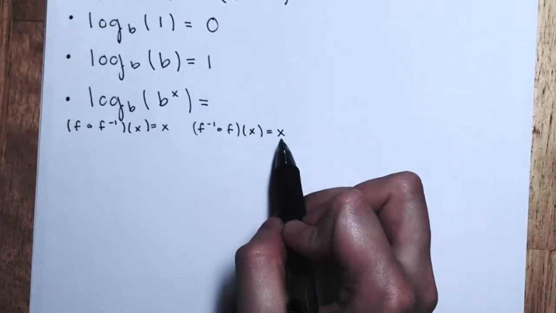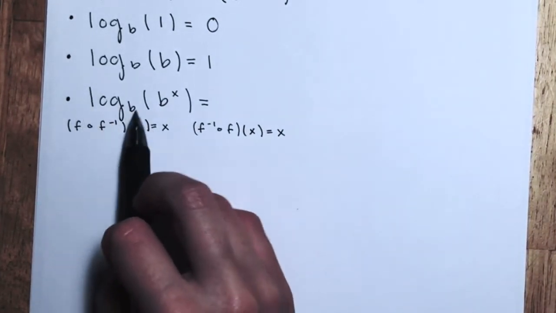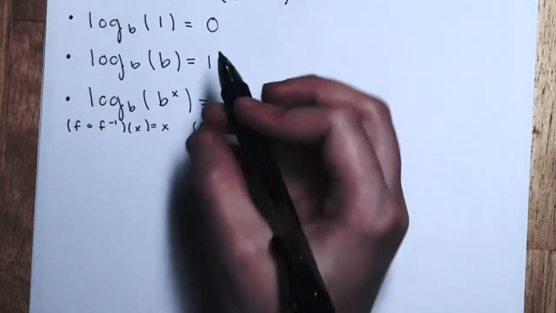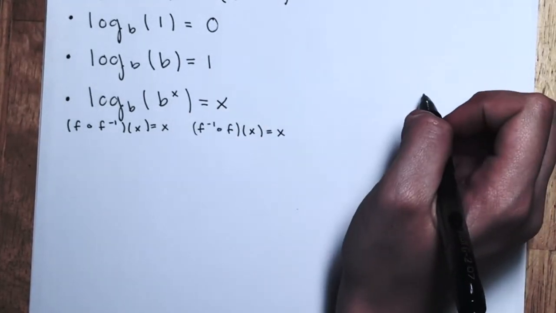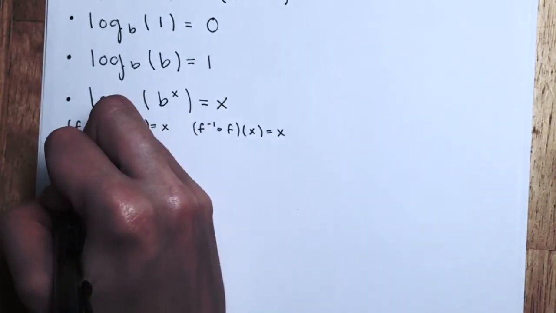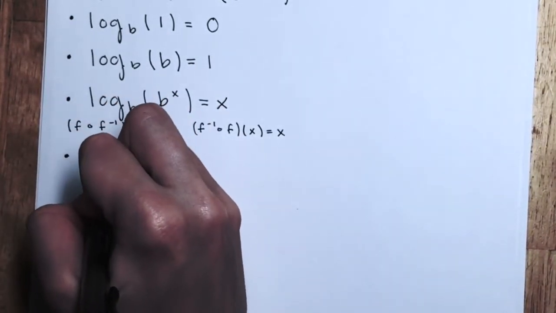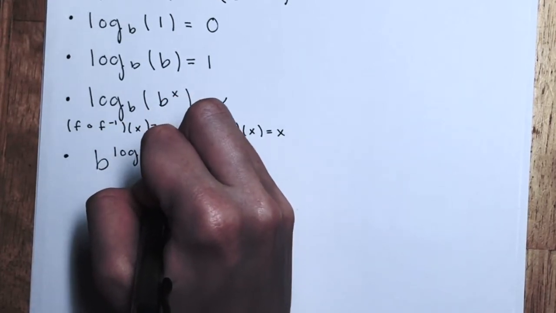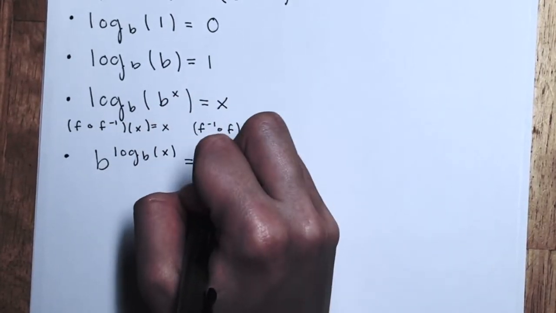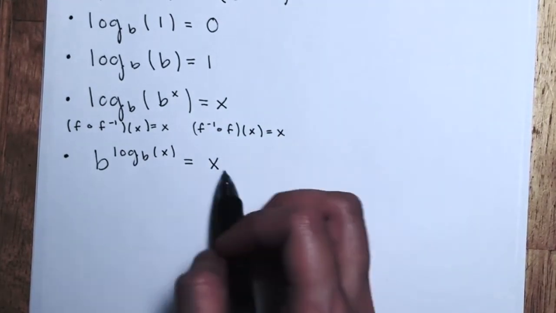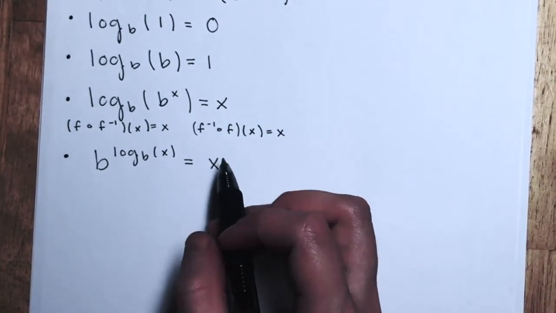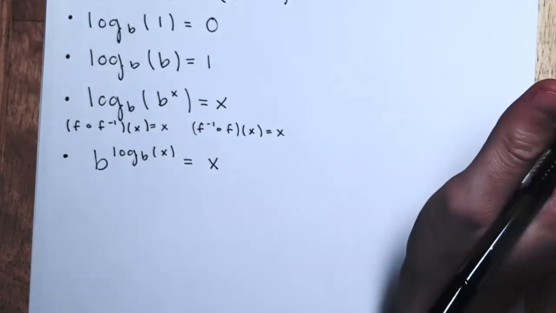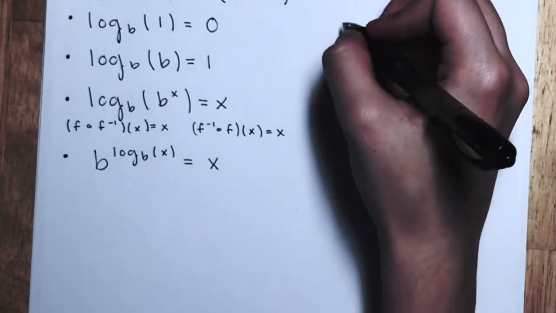So because we know that log base b is the inverse of b to the x, then this is equal to x. And in the same way, b raised to the log base b of x is also equal to x. This is not something we're going to see very often, but I think it's important to see the relationship here. But that's not to say that it's going to be on a test or anything.